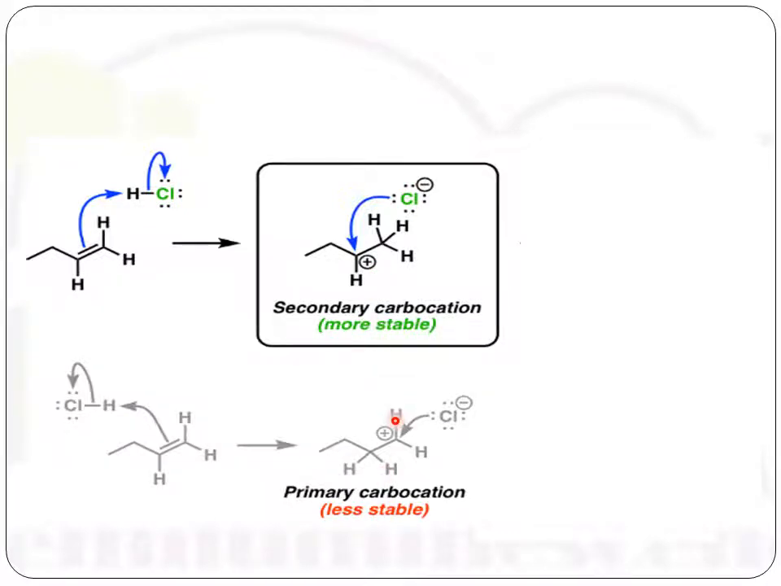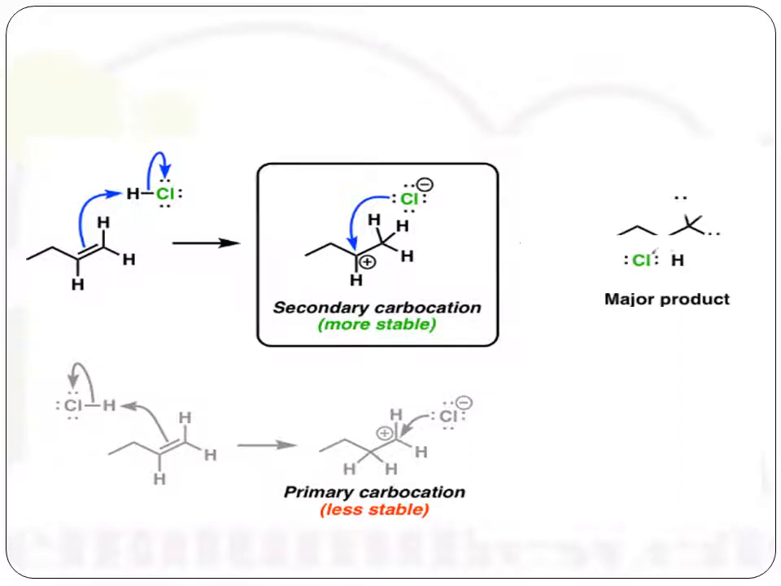If you observe these two carbocations, this carbocation is a secondary carbocation because the carbon carrying the positive charge is bonded with two other carbon atoms. And if we see the carbocation formed by this attack, the carbon carrying the positive charge is bonded with only one carbon atom, hence it is a primary carbocation. We already studied that a secondary carbocation is more stable as compared to a primary carbocation. Hence the secondary carbocation is formed in major quantity as compared to the primary carbocation in the reaction.